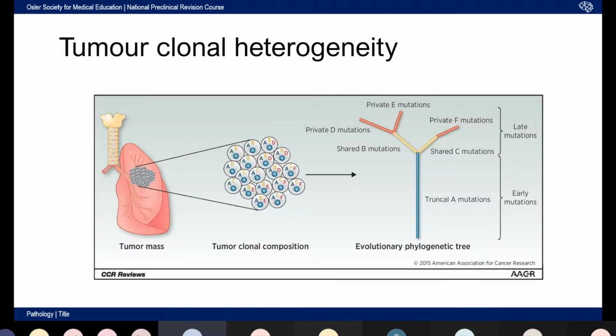So this diagram sort of illustrates that. So some mutations may be shared by all tumor cells, whilst others are not. So driver mutations that occur early in tumor development are likely to be shared by all the cells, while mutations that occur later may only be present in a certain subset.